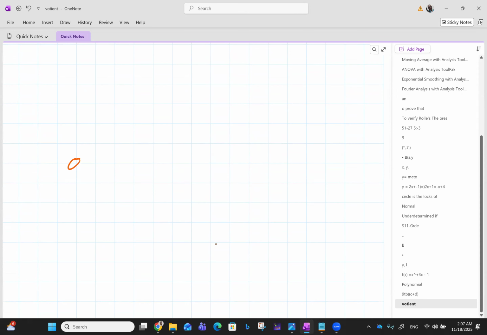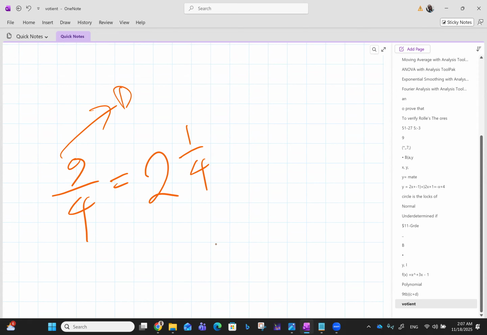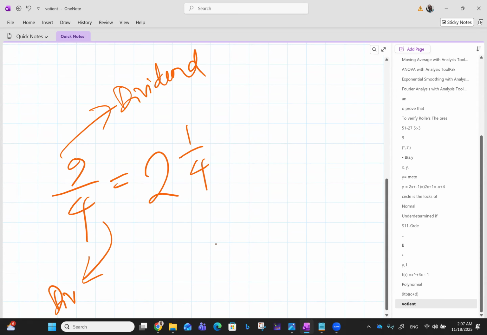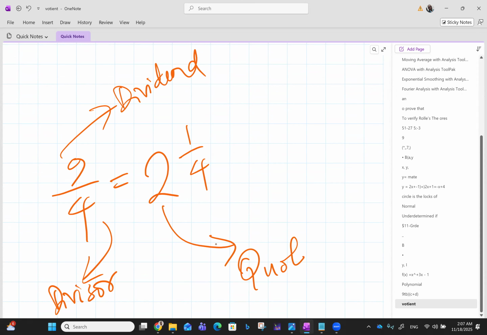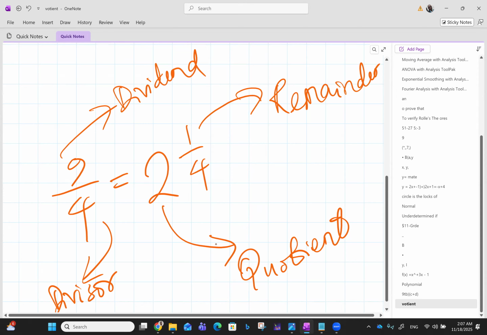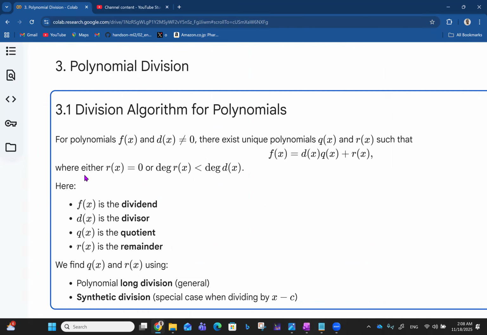In another form, if we have 9 divided by 4, 4 goes into 9 twice, and then we have a remainder of 1 out of 4. So in this case, again, 9 is the dividend, that's what we are sharing, and 4 is the divisor, that is what we are sharing by. And then 2 is the quotient, and here we say 1 is the remainder. So knowing this kind of idea is going to be pretty helpful for us as we talk about polynomial division. So let's come there and talk about it.